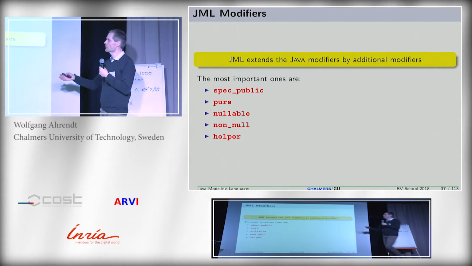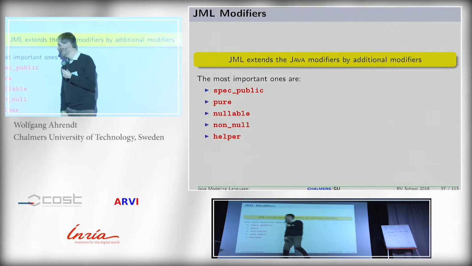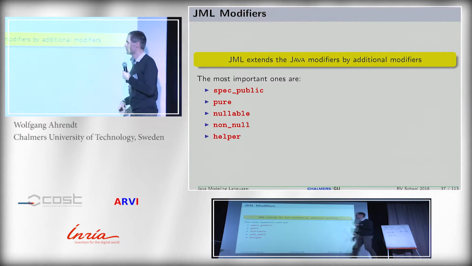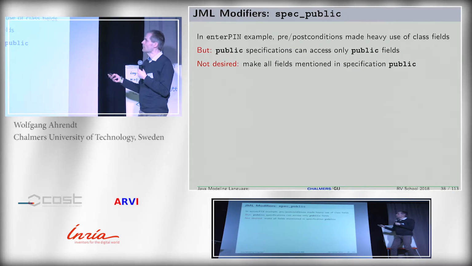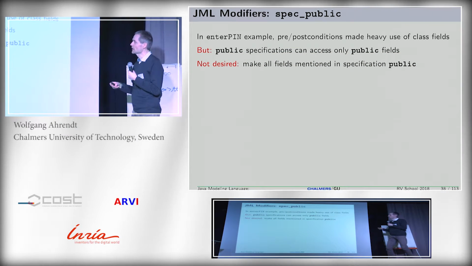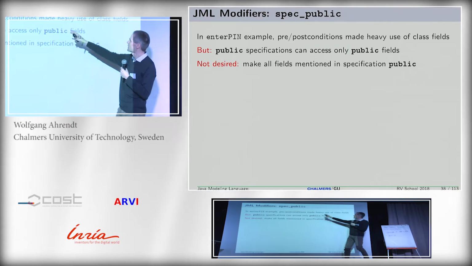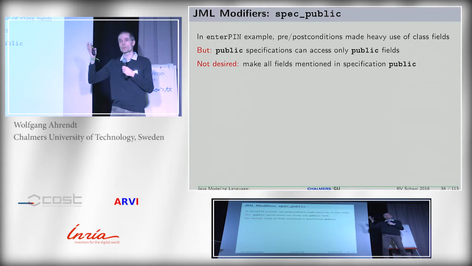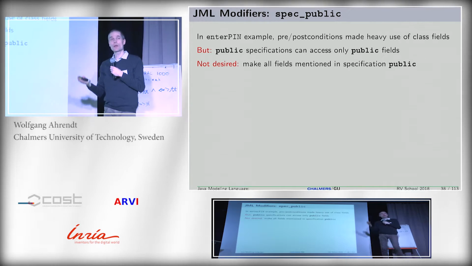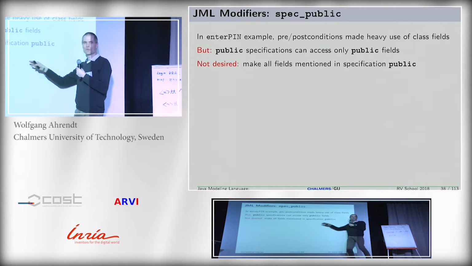Good. And now I come to more modifiers in JML: spec public, pure, nullable, not null, helper. I start with spec public. In our example, the preconditions and postconditions made heavy use of the class fields, but the class fields were private. So I broke the visibility of JML. So I have to fix that now.